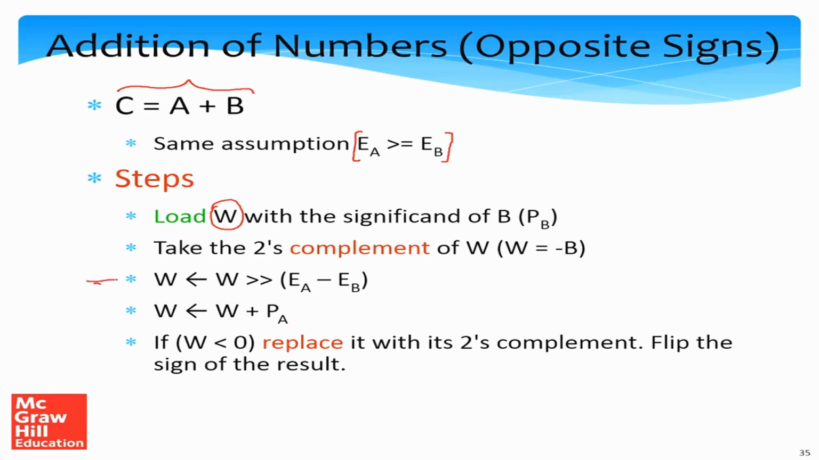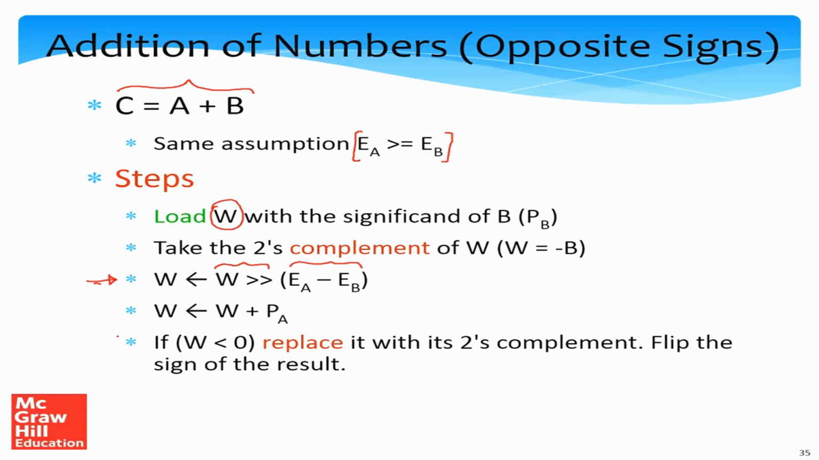The next step would be to align the decimal points. To align the decimal points, we do the same thing that we did in the case of numbers which had the same sign, which was that we right shift W by EA minus EB positions such that their exponents are the same and the decimals are aligned. Subsequently, we add W with PA, so this will complete our addition.